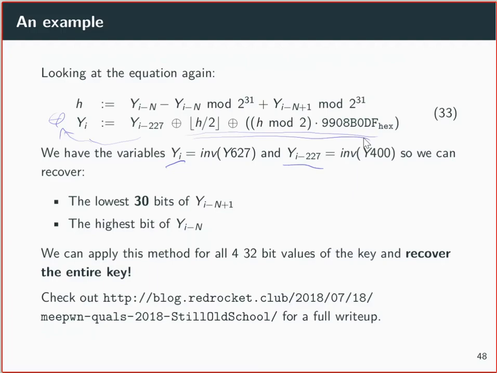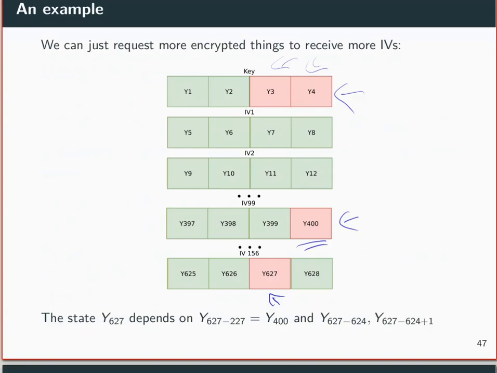So just by XORing those 2 together, we have the lowest 30 bits of this state and the highest bit of this state. So we have recovered the lowest 30 bits of the last 32 bits of the key and the highest bit of this block.